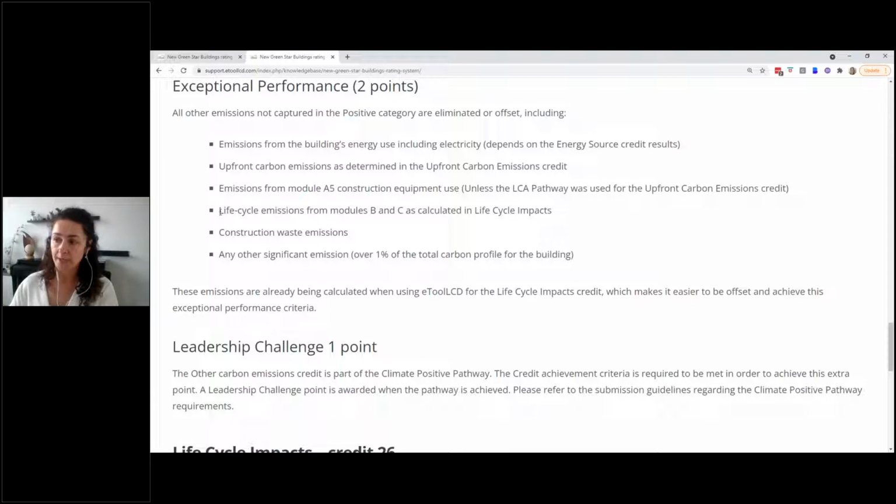You can also look at modules B and C from the LCA model. Try to optimize them through lifecycle design, and try to reduce this figure so that you don't need to purchase too many certificates for this part. You can also look at construction waste emissions and any other significant emissions that are above 1% of the total.